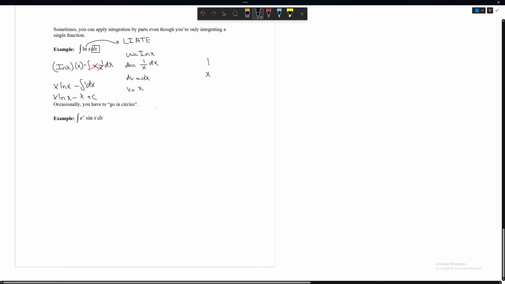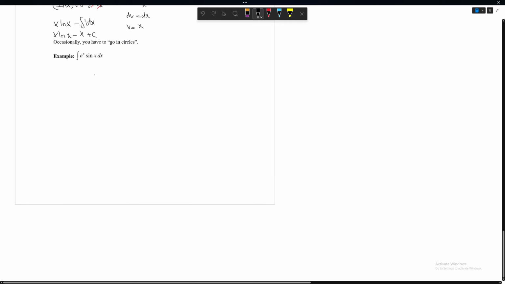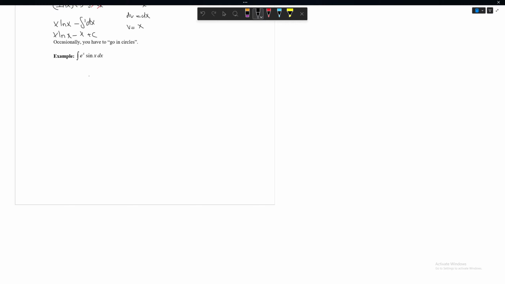Occasionally in these examples, you have to go in circles. And what do you do when you go in circles? You keep going until your left side equals your right side. So let's integrate this. I'll use my LIATE. I don't know how to integrate this without LIATE. So L, I, and this is exponential.